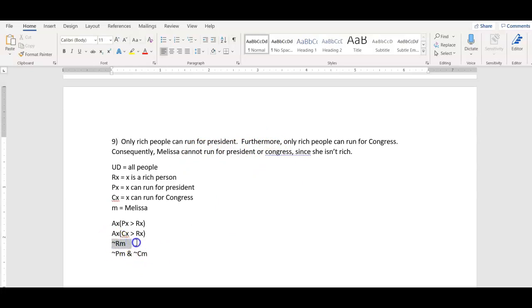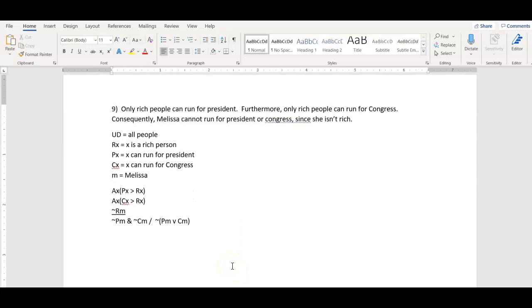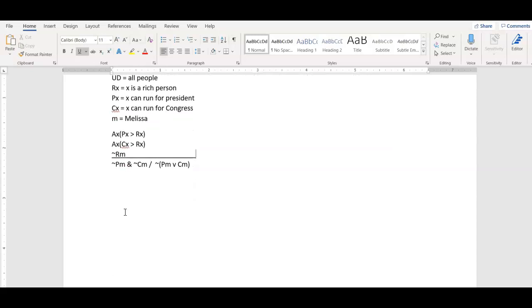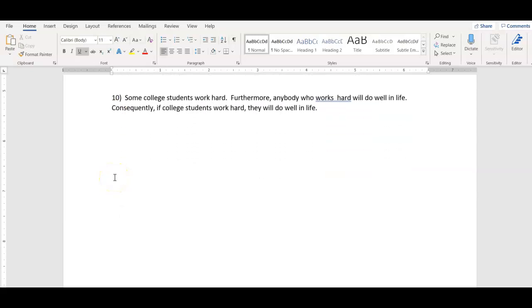You could either have it as the way I have it, a conjunction of negations, or you could have it like this, neither nor, right? It's basically saying she can neither run for president nor for Congress. So either of those is acceptable as the conclusion. Right, so again, be careful. This one's a little tricky because it slides that extra premise in at the end. But otherwise straightforward.